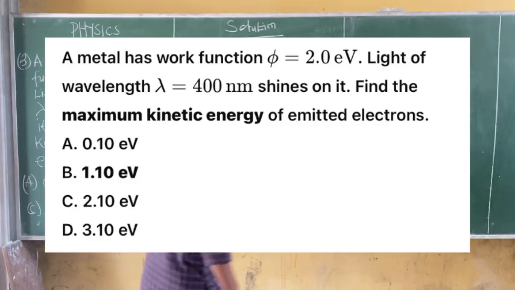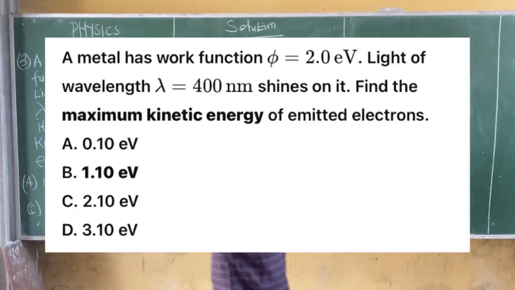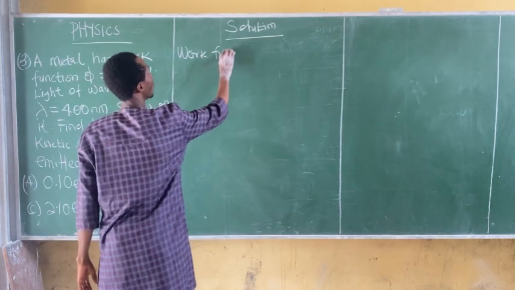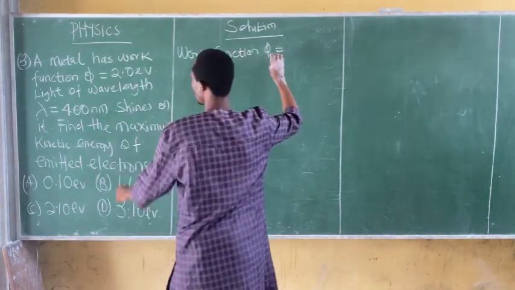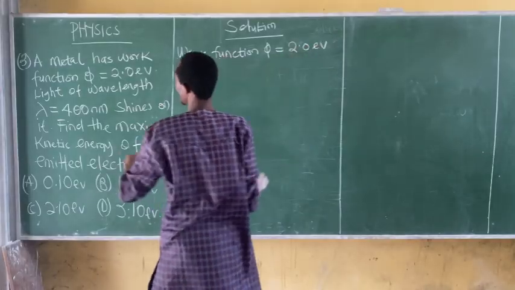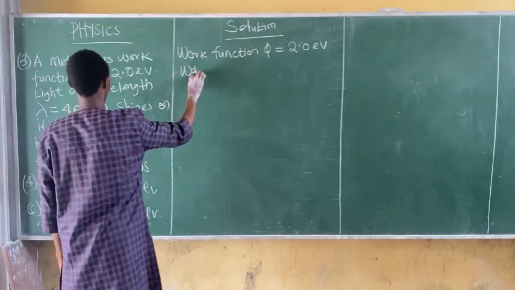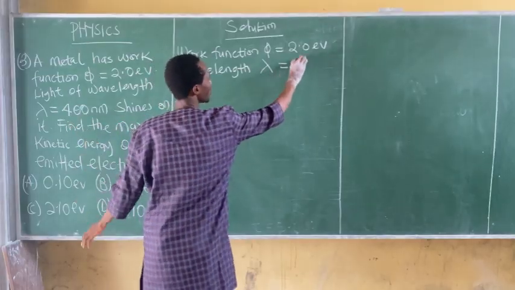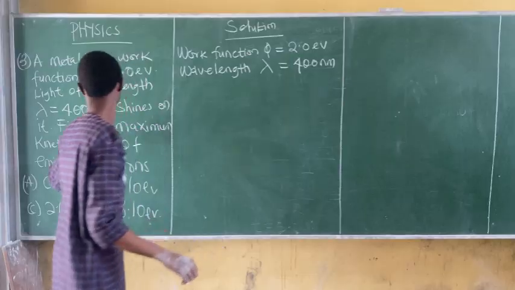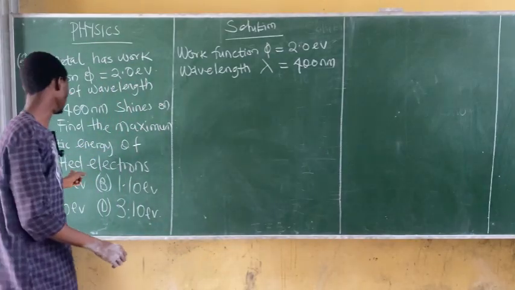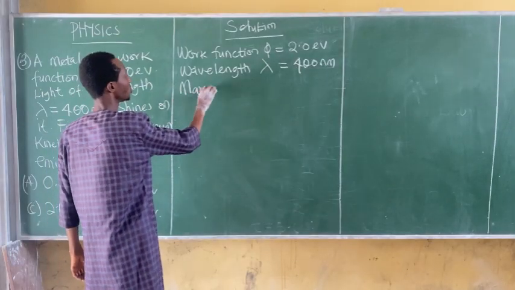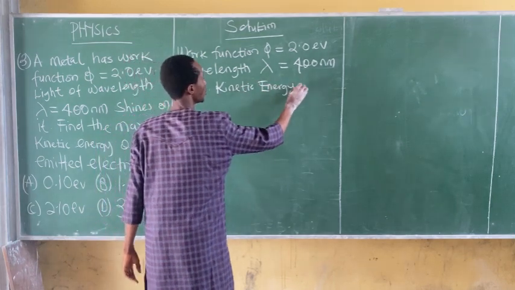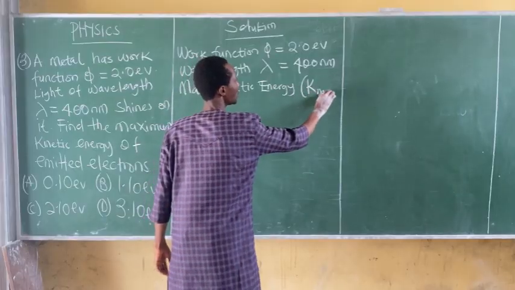Now, solution, let's solve this question together. From the question, we are given certain parameters. The first we have here is the work function. The work function is equal to 2.0. The wavelength lambda is equal to 400 nanometer. We are asked to find the maximum kinetic energy of the emitted electron. So the maximum kinetic energy, K max, is unknown.